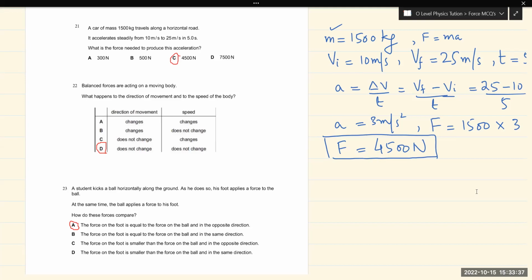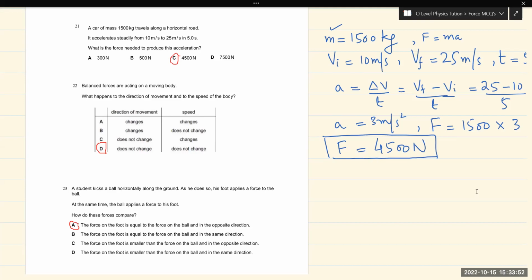And the force needed to produce this acceleration is mass multiplied by acceleration. So 3 multiplied by 1500 is 4500 Newton. So this force is needed to produce this acceleration.